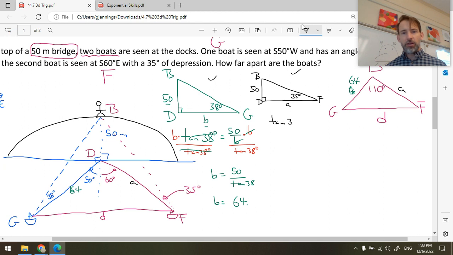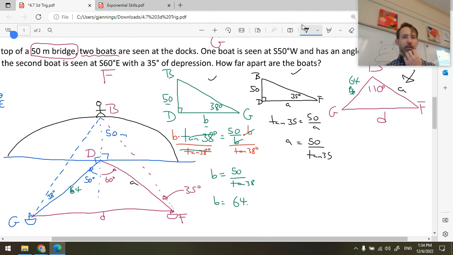Tan 35 equals 50 over A. Multiply both sides by A and divide both sides by tan 35 gives you A is equal to 50 over tan 35. Wait a second. Why didn't we already find B? Why are we solving for A? We're solving for A, so we get this one here. But that's the corresponding side with angle B. Do you see how side A is corresponding to angle B?